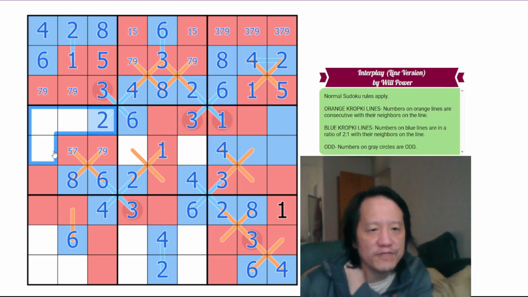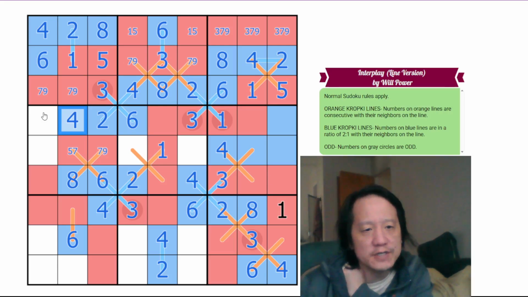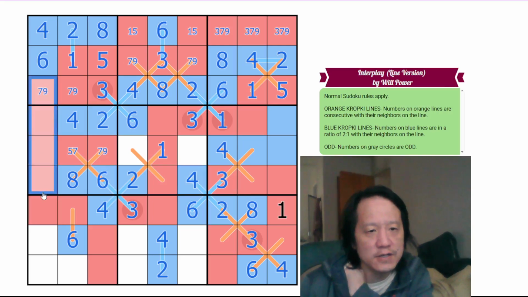We're missing a 4 in this left central box. Cannot be here, so it must be here. So this is a 4 here. We have 4 evens in the box now, so these must both be odd then. We have 5 odds in column 1. That means the remaining digits in column 1 are even. We have 4 evens in row 9, so the rest of the digits in the row are odd.